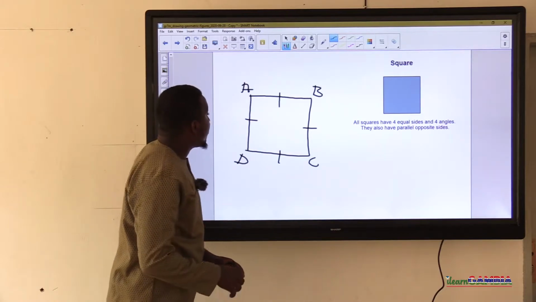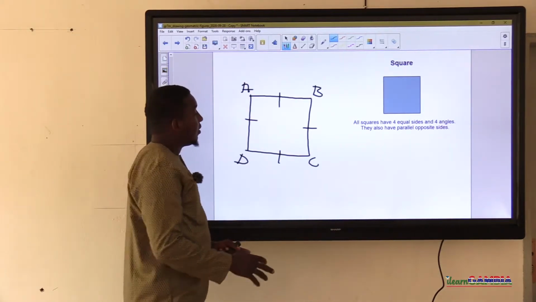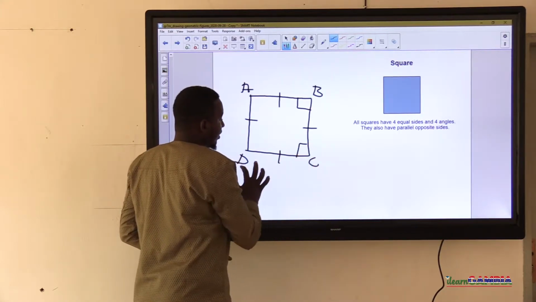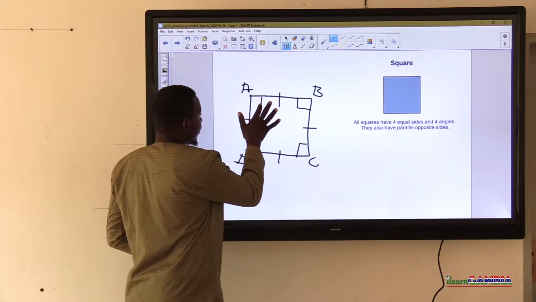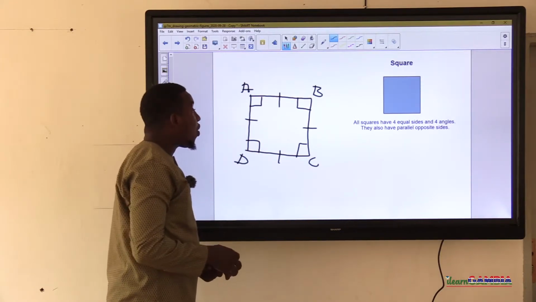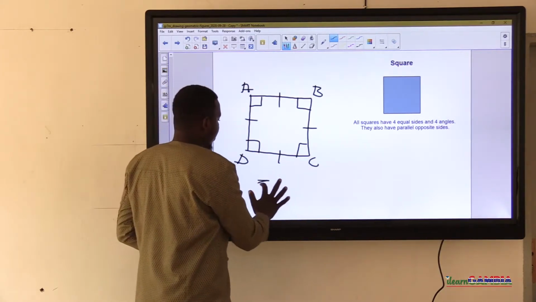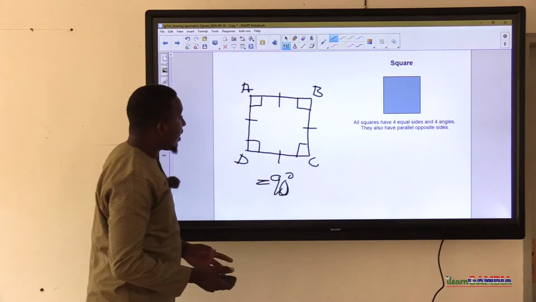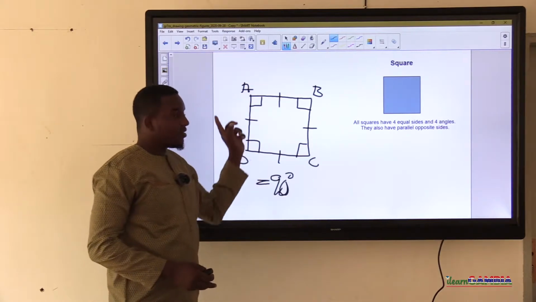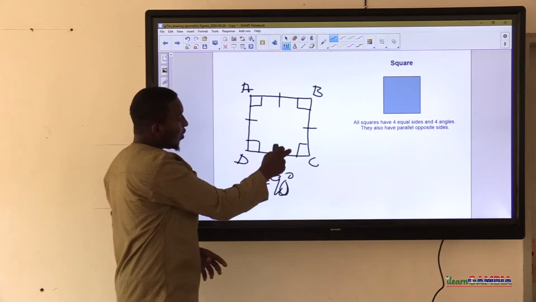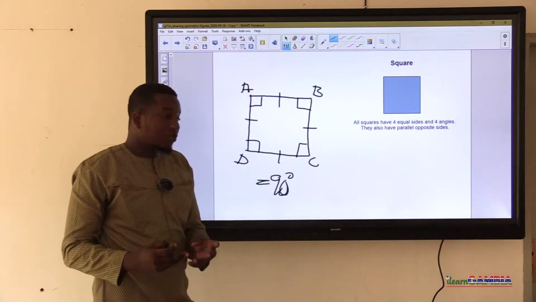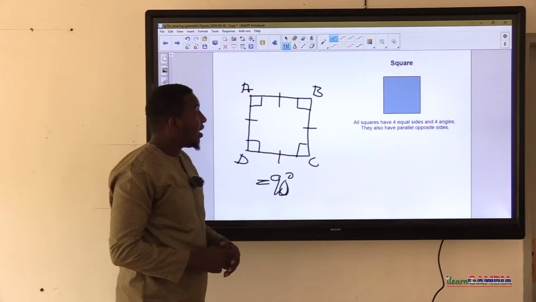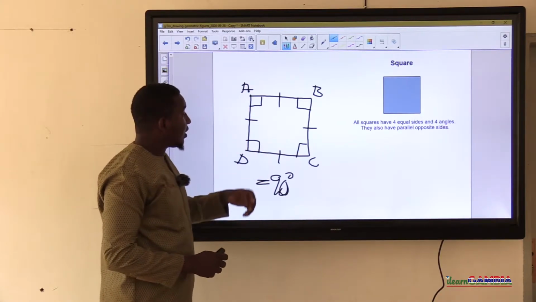Then the second property is where we talk about the angle. The angle formed at point B and the angle formed at point C, point D, and of course point A should all be equal, and they are all equal to 90 degrees. So in squares, all the sides are equal and all the angles are equal. Those are the 2 properties of a square. Remember, we said all the 4 sides are equal and all the angles are equal.